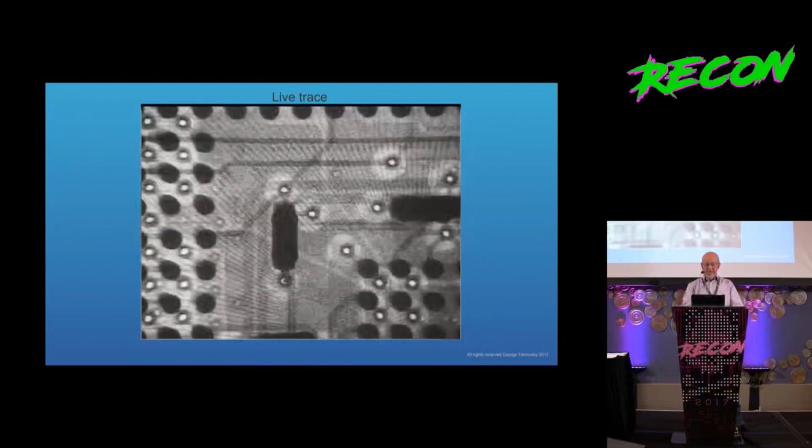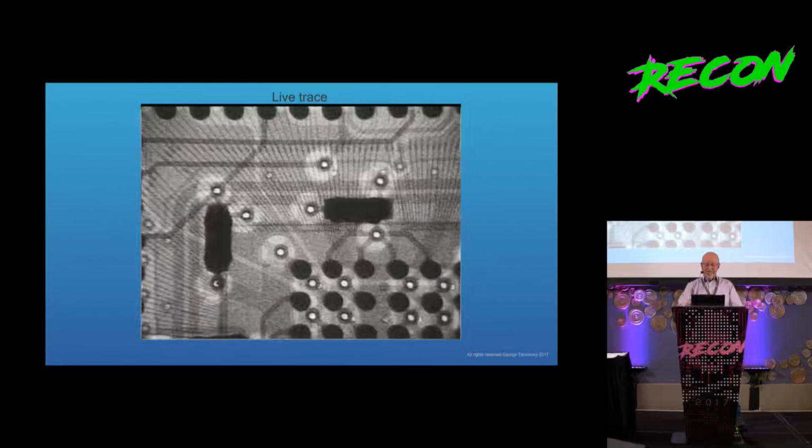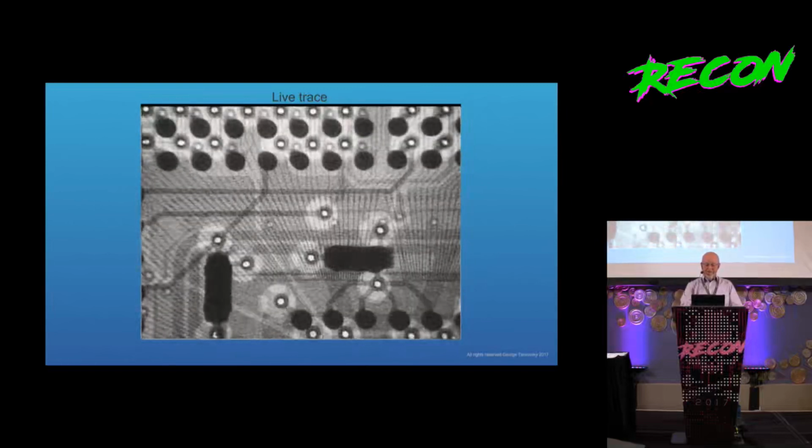It goes through the BGA. And here you can see the bond wires. You can see the edge of the die, but we don't care about that because we're going after this one lead. Okay, so there's the via, and it goes up to there, and that's it.